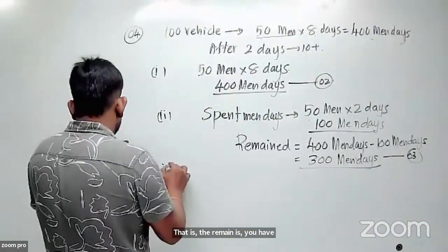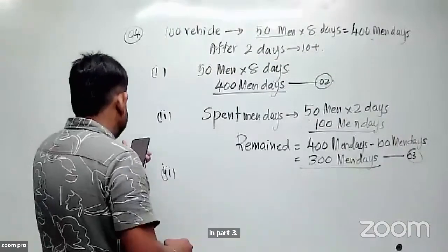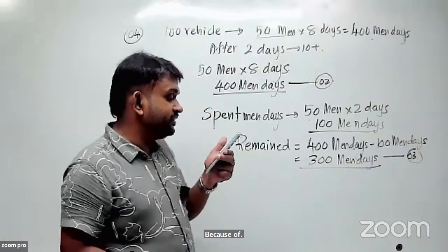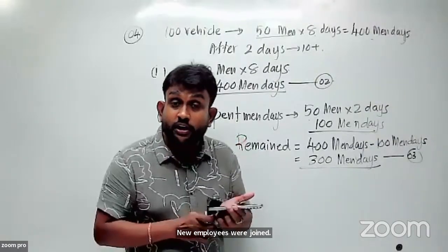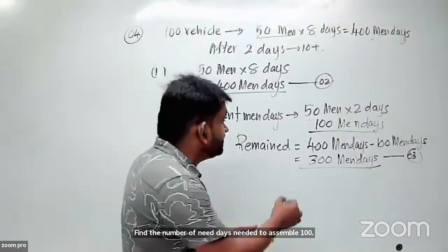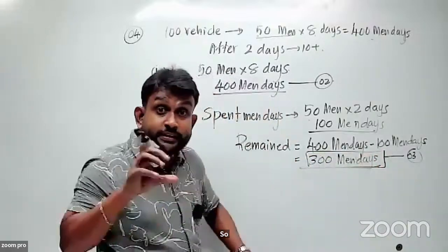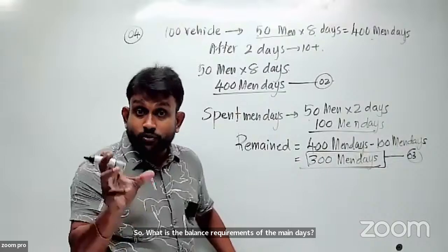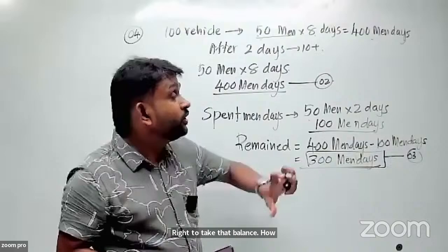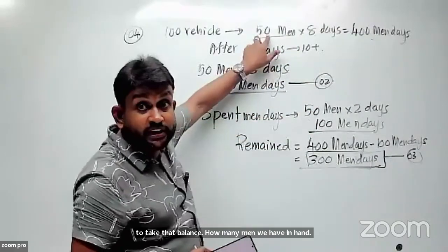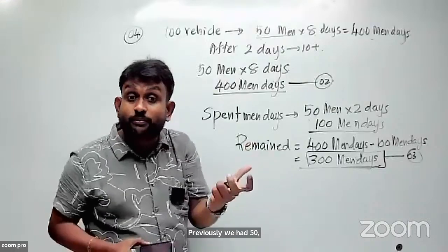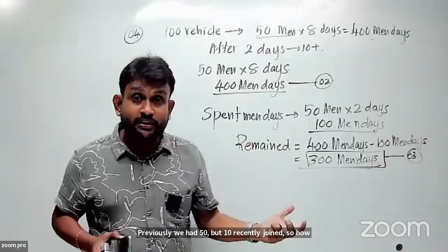Then part 3: because new employees joined, find the number of days needed to assemble 100 vehicles. So, what is the balance requirement of the man days? 300 man days is the balance, right? To complete that balance, how many men do we have in hand now? Previously we had 50, but 10 recently joined. So 60 men are available now.